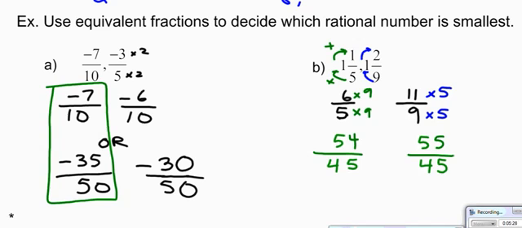So this one, again, 54 pieces or 55 pieces. 54 pieces is the smaller value. If you struggled with this, make sure you see me tomorrow so we can do some more lesson 1 practice before we move ahead.